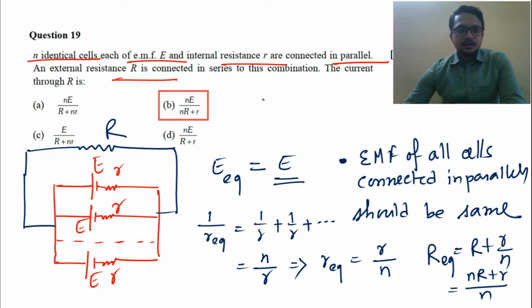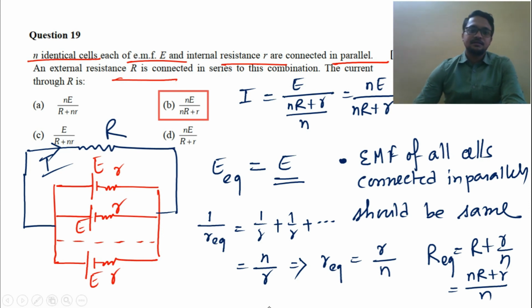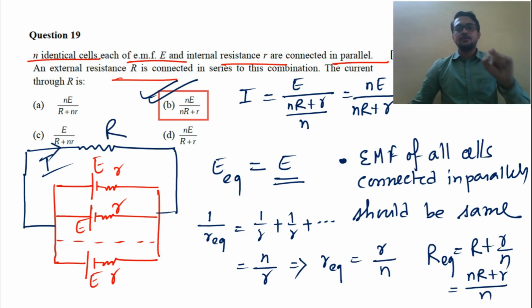Now the current through the main resistance, I, will be equal to the equivalent EMF, that is E, divided by (NR plus r) by N. Now this N will go up, so it will be NE by (NR plus r). So our correct option is this. Keep in mind this point: EMF of all the cells connected in parallel should be the same, then only can we say equivalent EMF equals EMF of one cell. Internal resistances may be different. Here it is given that internal resistances are the same, to make the question easy.